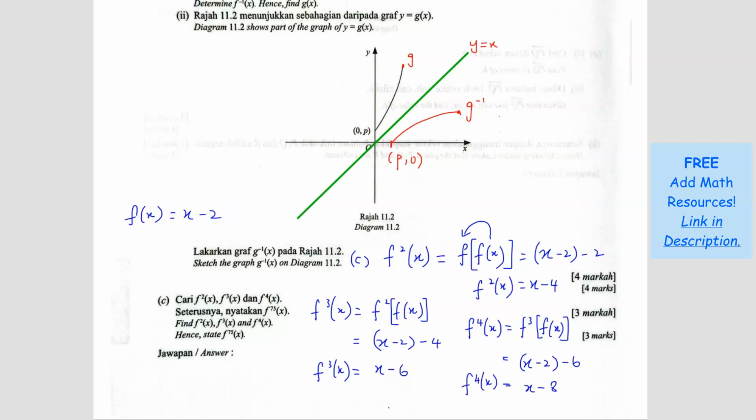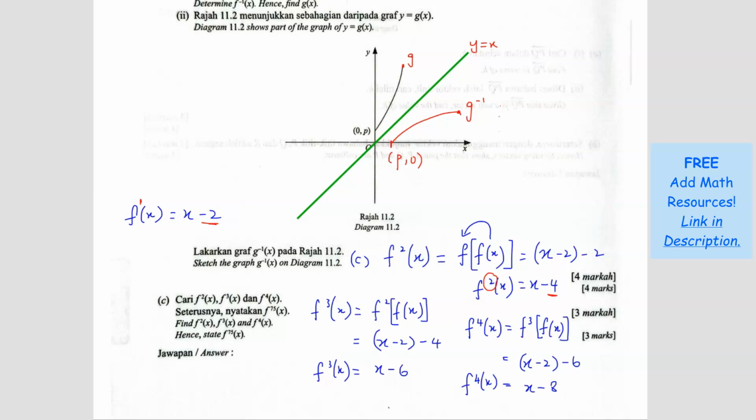So usually in this question, they want you to see a pattern. So do you see any pattern? The pattern is, when the power is 2, it becomes double, you double the 2, you get 4. The original f is power 1, and 1 times 2 is 2. Then 2 times 2 is 4, and 3 times 2 is 6, and 4 times 2 is 8.